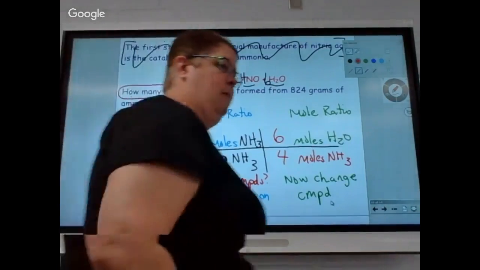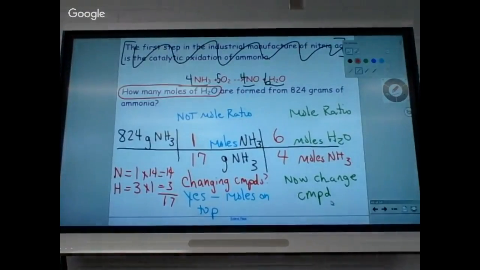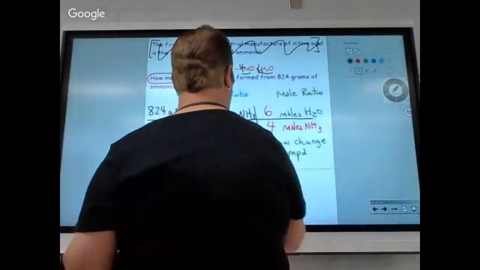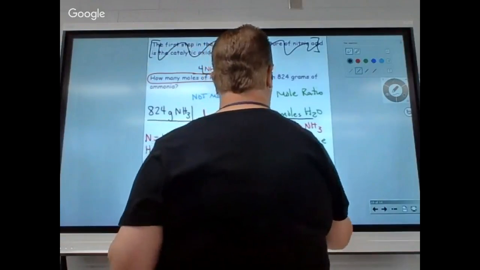Okay? Now, where's my calculator? I'm going to get the guns out. 824 times 6, divide 17, divide 4. 72.7. So our answer is 72.7 moles of water.